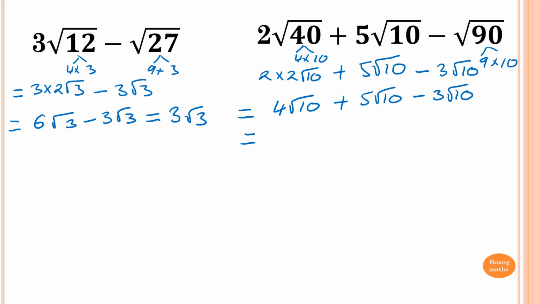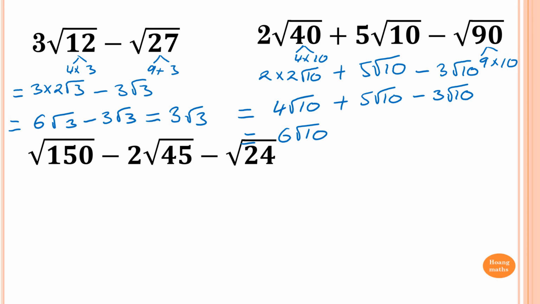If you add them up, 4 plus 5 is 9, 9 minus 3 is 6. So 6 square root of 10. There you go. Please follow this process. If you find some number so big and large that it's hard for you to simplify, look for square numbers. You do a factor tree. Very simple if you do a factor tree.